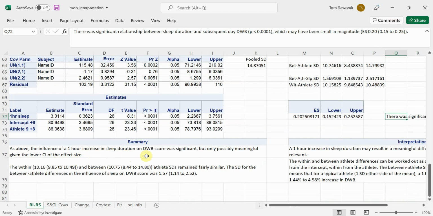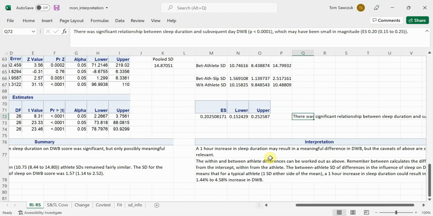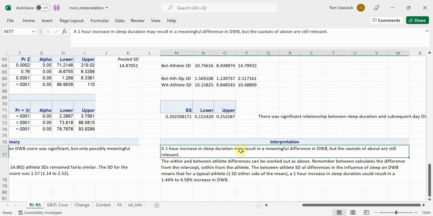the increase in sleep duration on daily well-being score was significant, but I put only possibly meaningful given the lower confidence interval of the effect size, which is below 0.2. And so it may result in a meaningful difference in daily well-being, it may not. Caveats of above are still relevant, so should we be looking at a 1 hour sleep difference? Should we know what the daily well-being difference that's meaningful actually is, etc., etc.